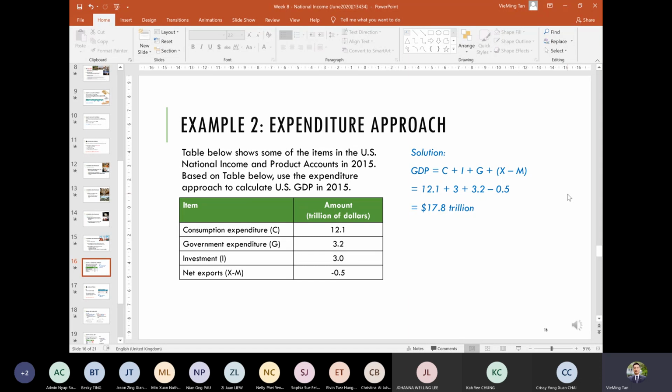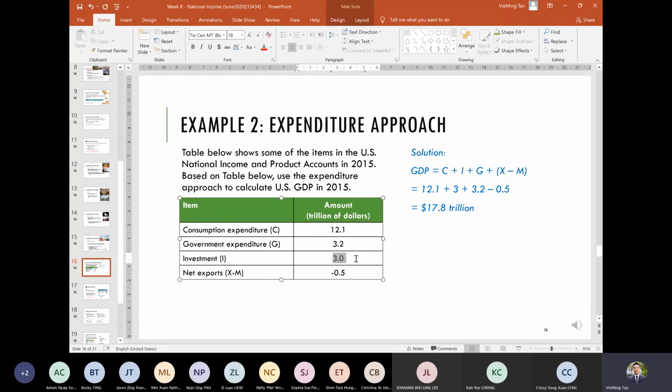Now the next step is to substitute the numbers into each variable. C is from here, 12.1. I is this number. G is 3.2. X minus M is already given to you directly, negative 0.5, so substitute negative 0.5 directly. Simplify this and leave the answer in the appropriate unit, trillions of dollars. So you can put $17.8 trillion.